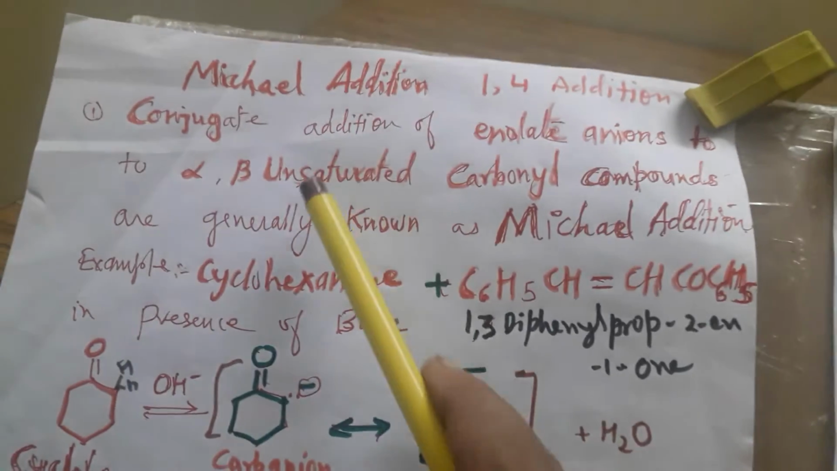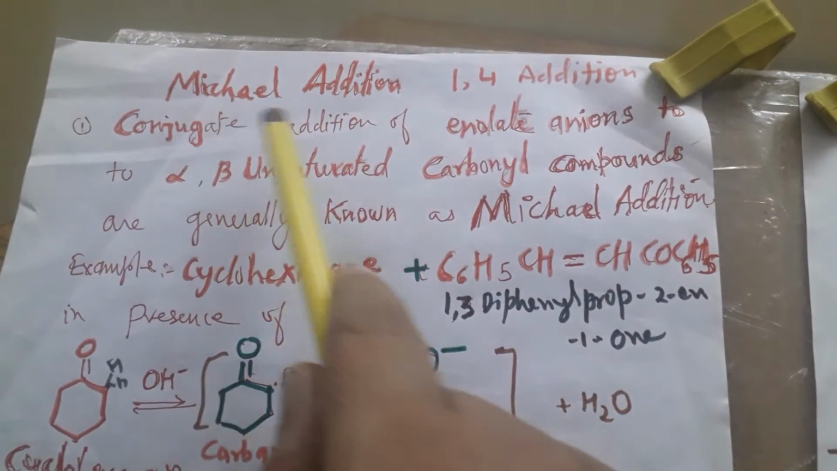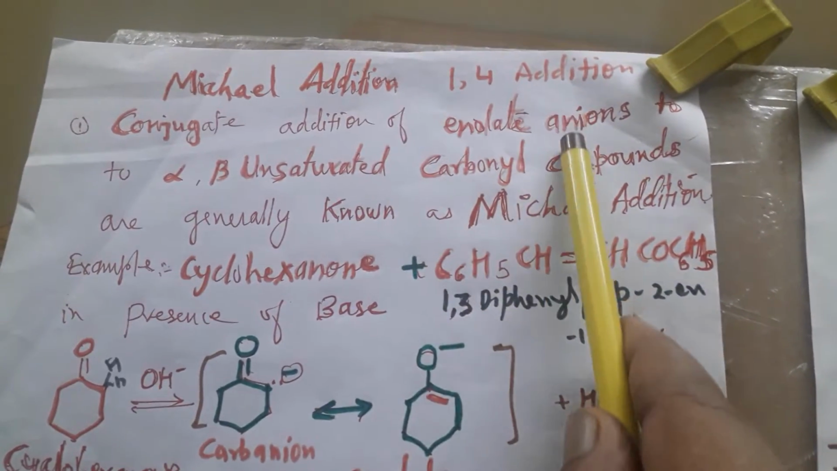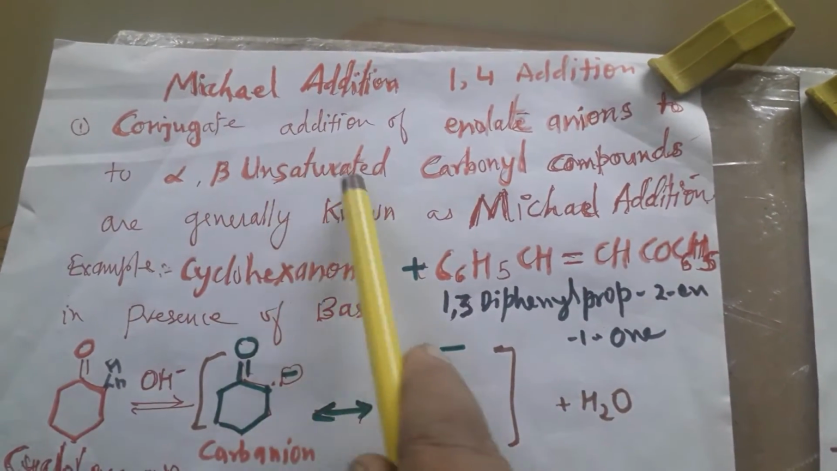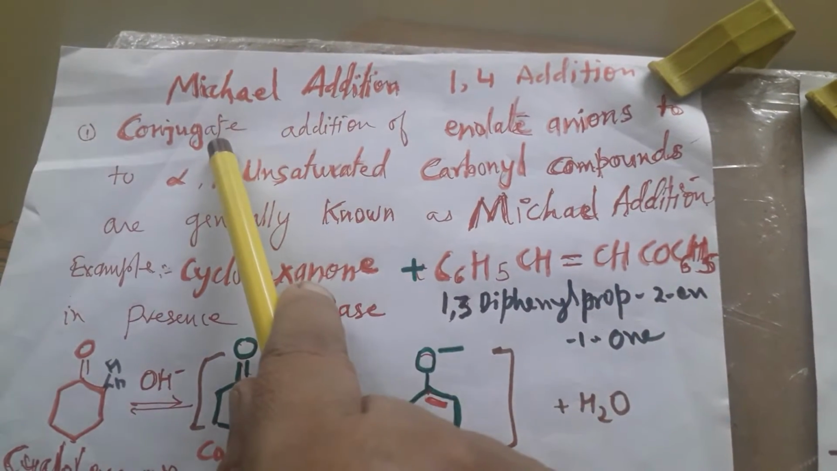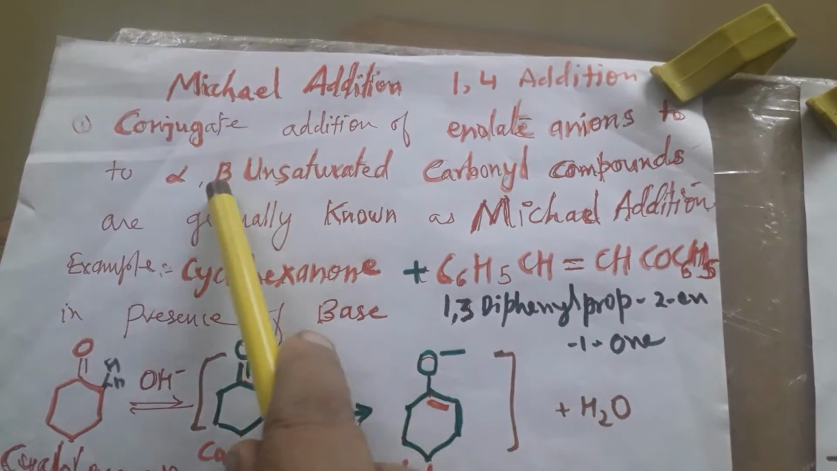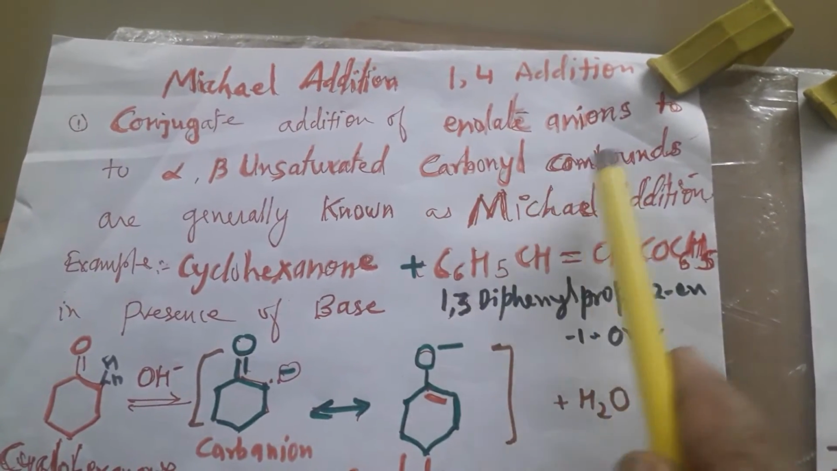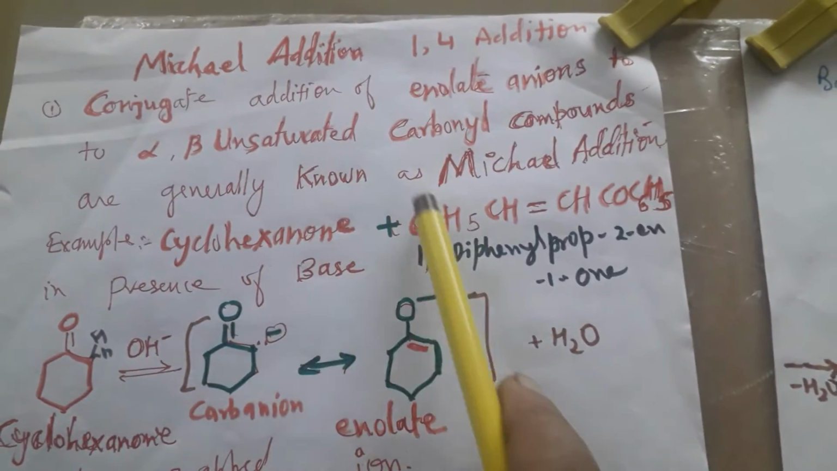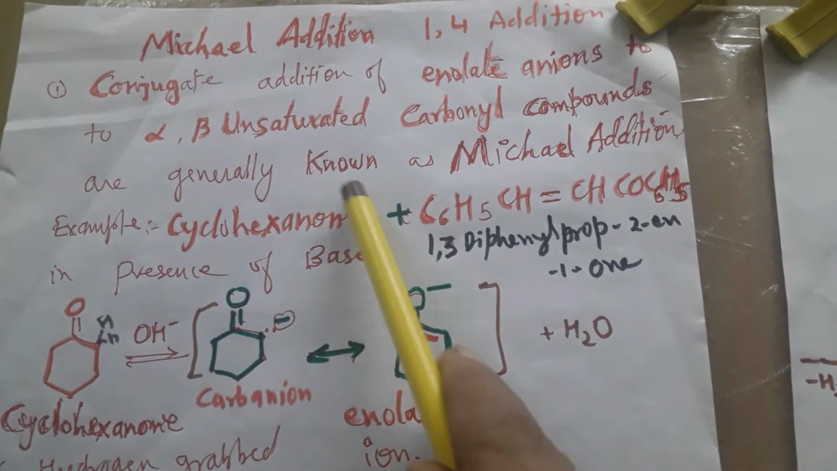Today we will discuss the Michael addition, that is 1,4 addition. It is also called conjugate addition of enolate anions to an alpha beta unsaturated carbonyl compound. Conjugate addition, that is 1,4 addition of enolate anions to an alpha beta unsaturated carbonyl compound, is generally known as Michael addition.